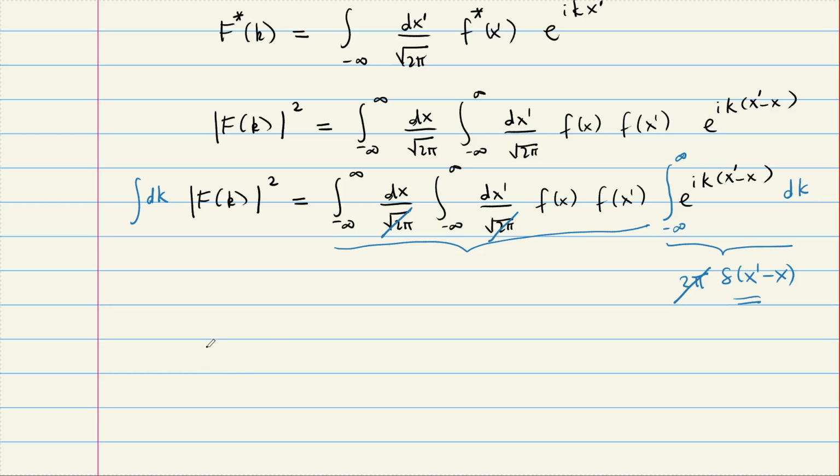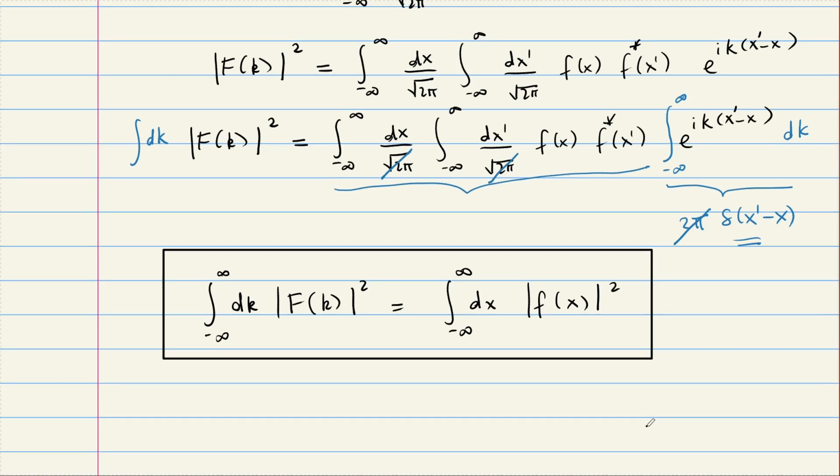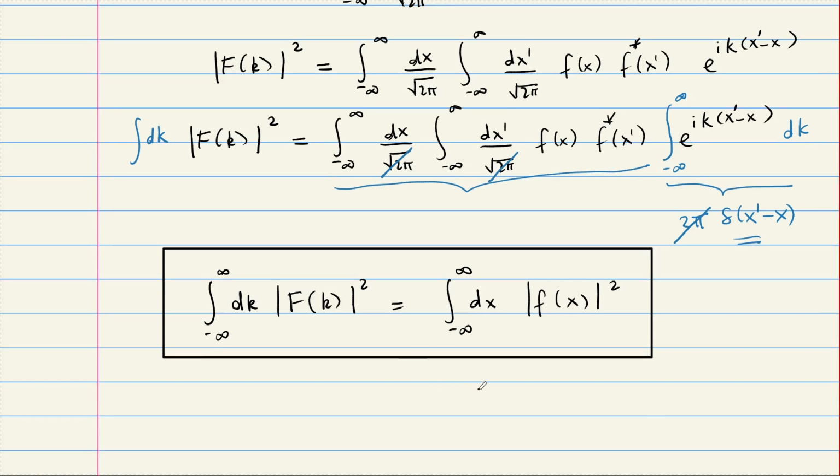And at the end, what I have is the integral of dk |f of k|^2 equal to the integral of dx, from minus infinity to plus infinity, of f of x. Oh, there is also one star, I forgot this f star. So there is this star, this star, so this is |f|^2. And that's how we obtained, what did we call this? Parseval's theorem.